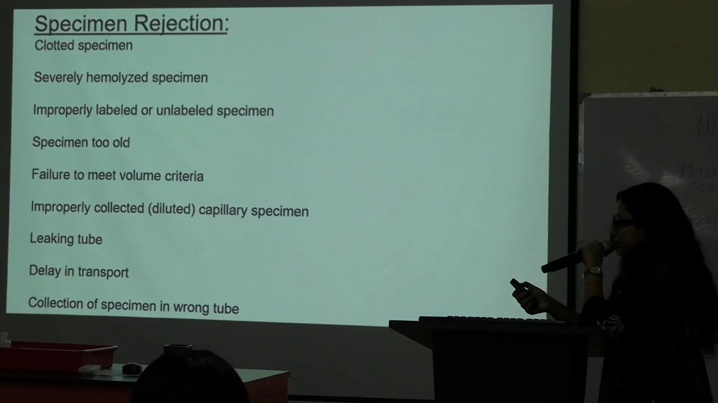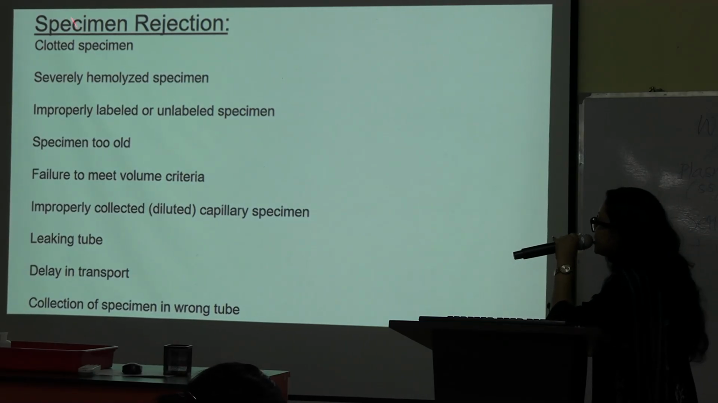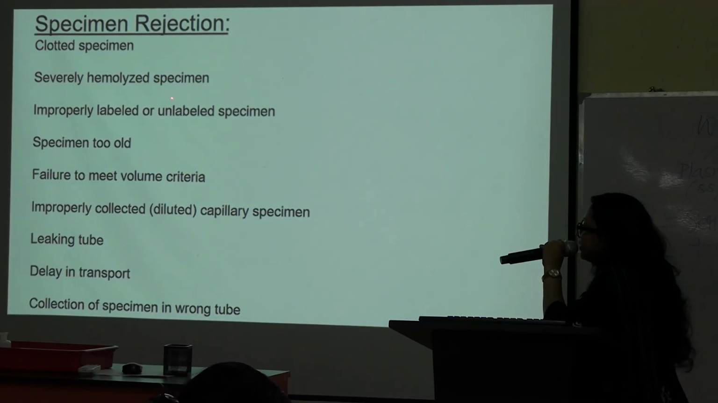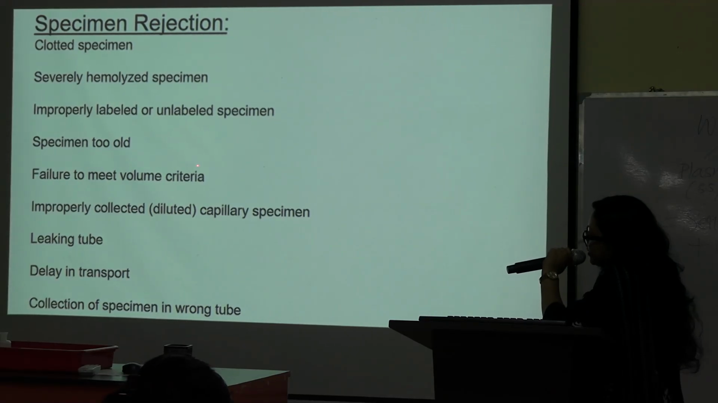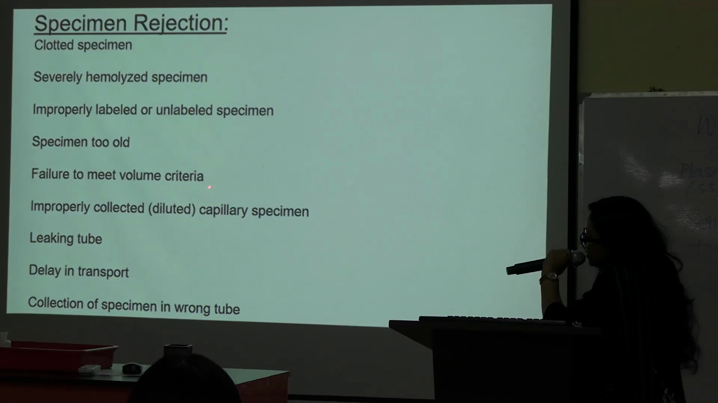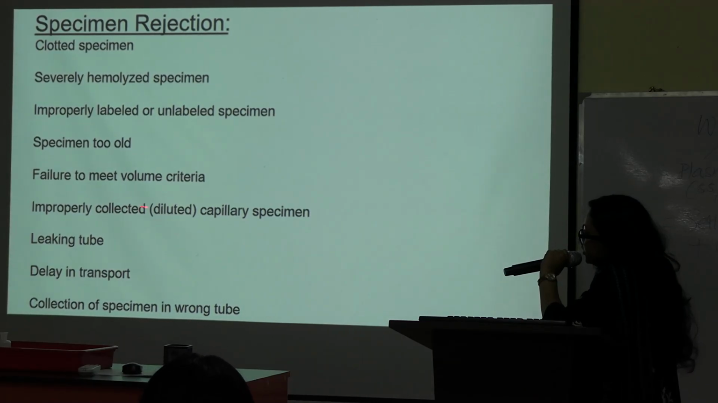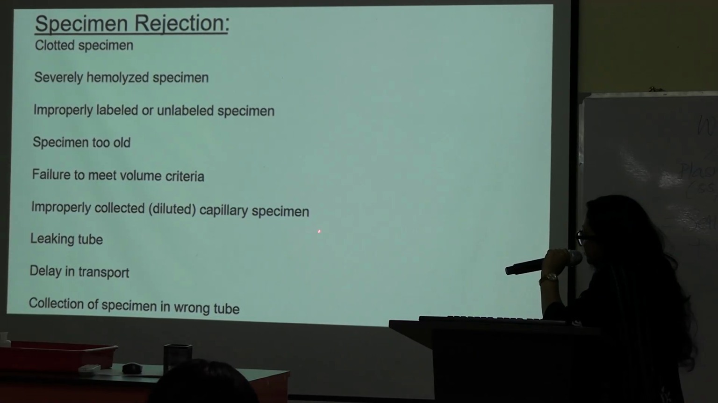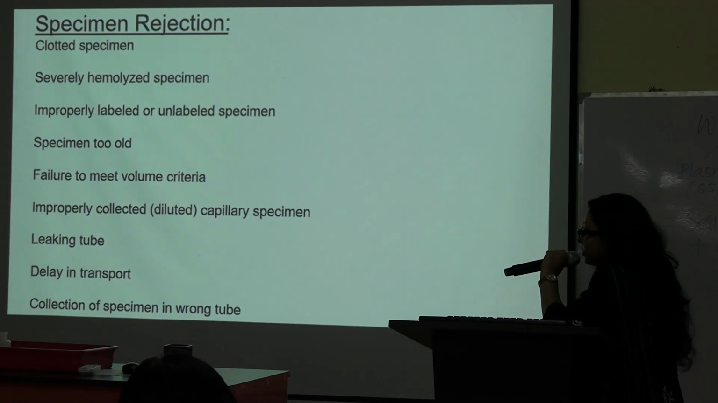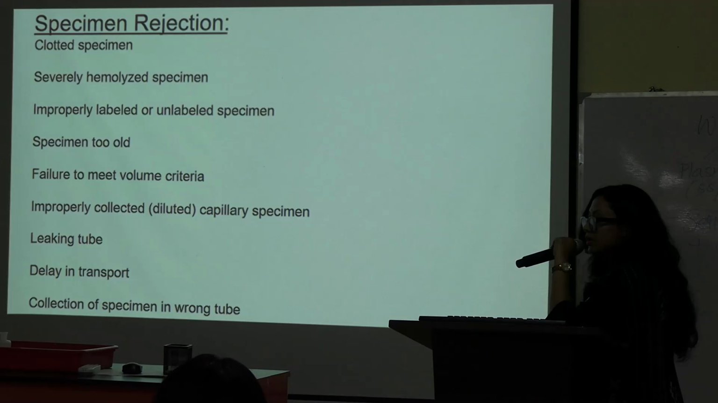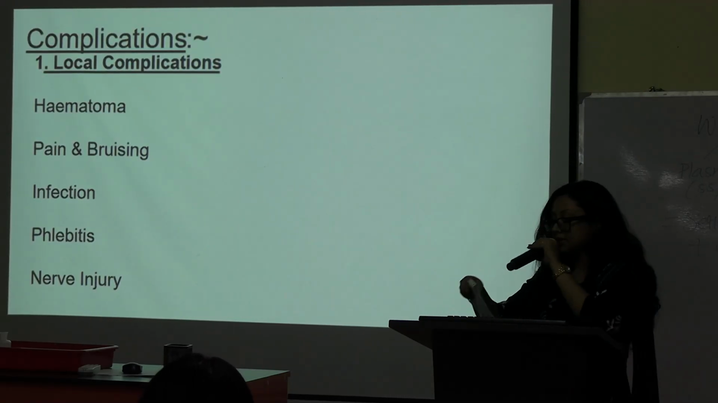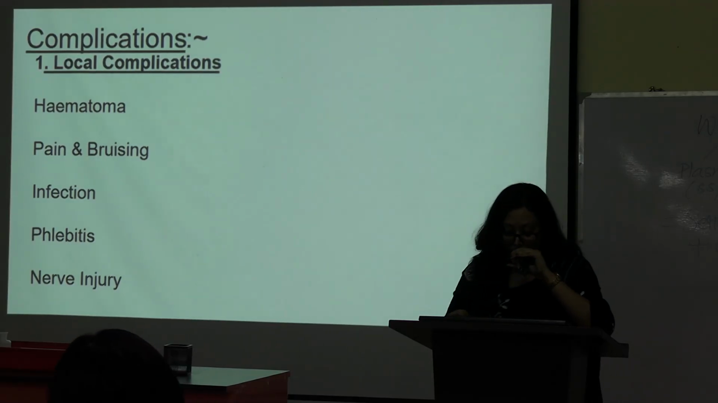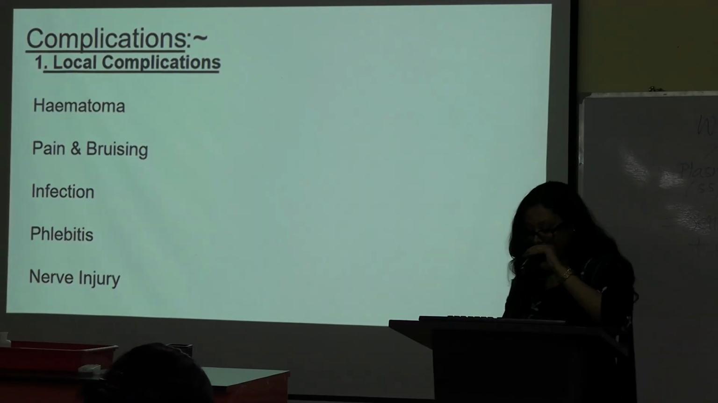Now these are the scenarios in which the specimen is rejected: clotted specimen, severely hemolyzed specimen, improperly labeled specimen, specimen that is too old, failure to meet the volume criteria, diluted capillary specimen, leaking of the tube, delay in transport, or collection of the specimen in the wrong tube. Okay? This is a very important slide where maximum questions will be asked.